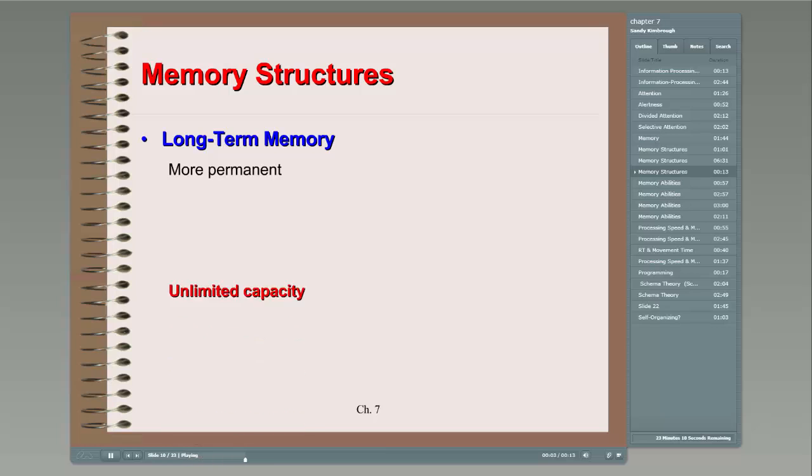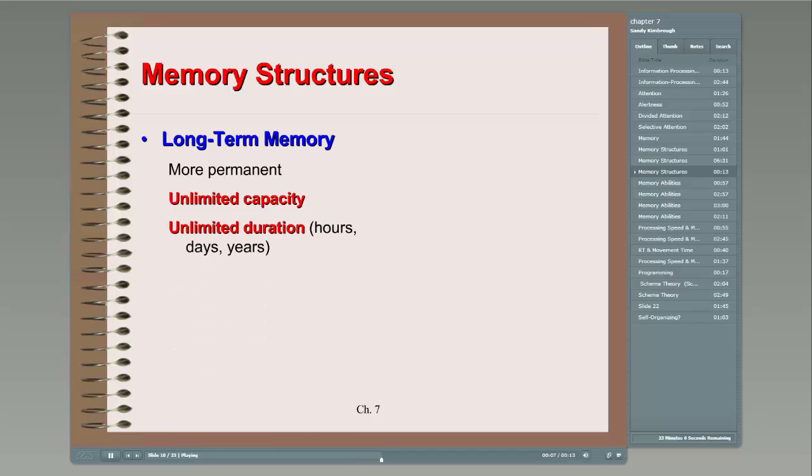Long-term memory is more permanent. It has an unlimited capacity and basically an unlimited duration. You can remember things for not only hours but days and years.